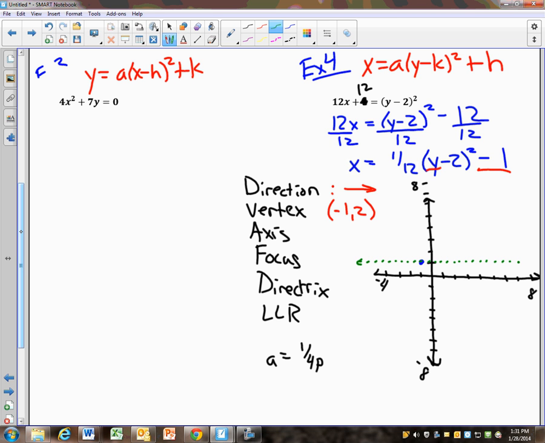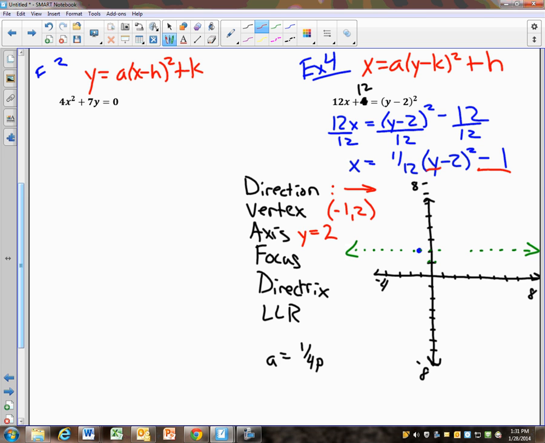Whoa. Yeah, I didn't do a very good job of plotting that. Let's try that again. Back 1, up 2. There we go. Much better. So I drew my axis of symmetry. What's the equation for that line? y equals 2. It's a horizontal line. Very good.